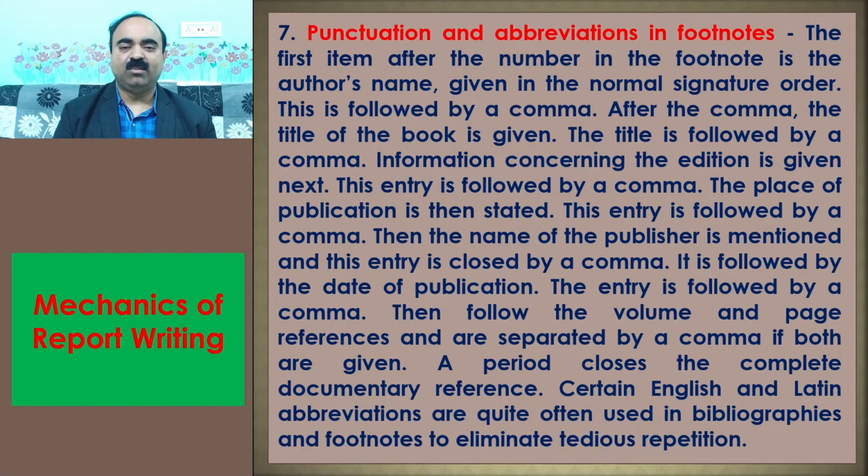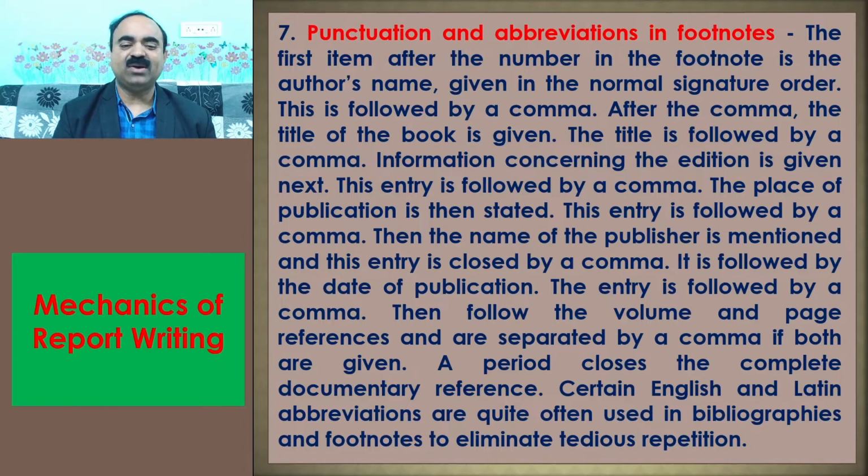7. Punctuation and abbreviations in footnotes. The first item after the number in the footnote is the author's name given in the normal signature order. This is followed by a comma. After the comma, the title of book is given. The title is followed by a comma. Information concerning the edition is given next. This entry is followed by a comma. The place of publication is then stated.